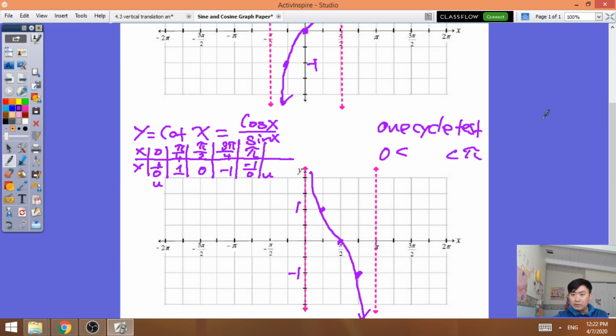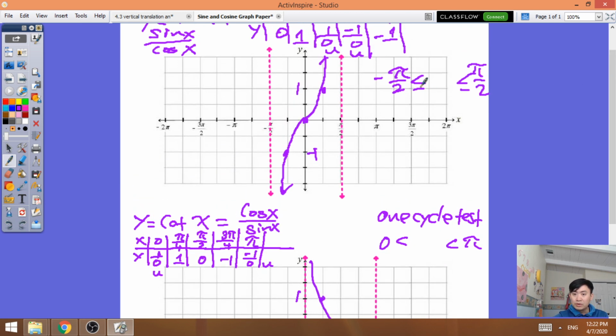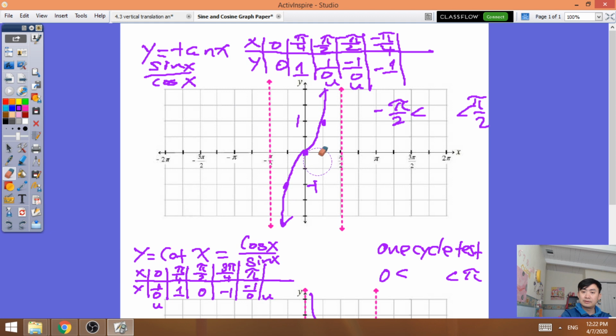And now let me fix the one for tangent. So the boundaries, negative pi over 2 and pi over 2, are not included. So that means this one is supposed to be less than and less than. Again, that one is for the one cycle test for tangent.